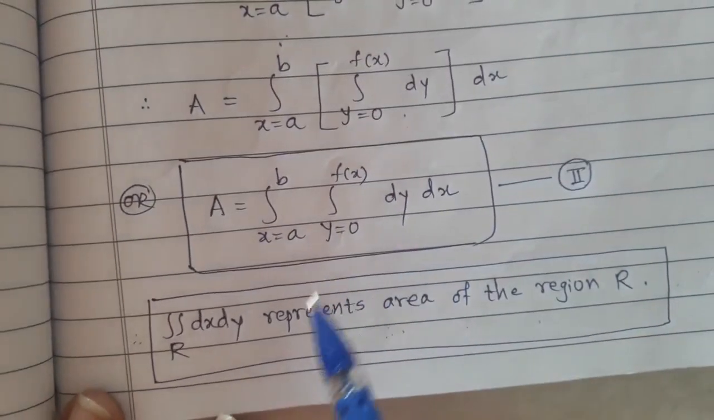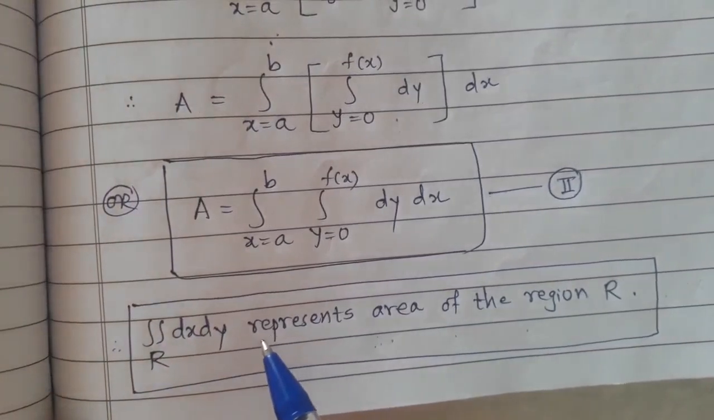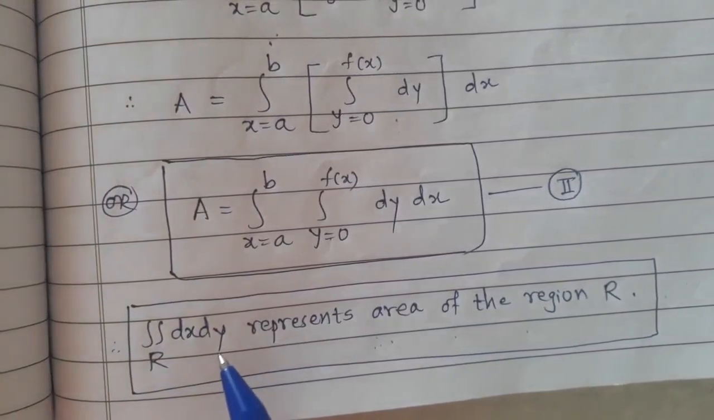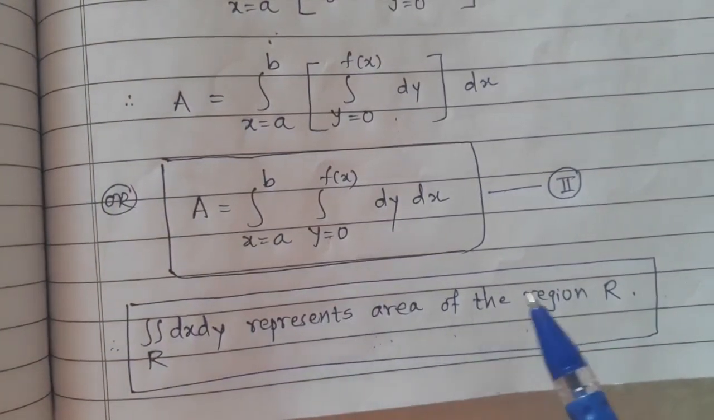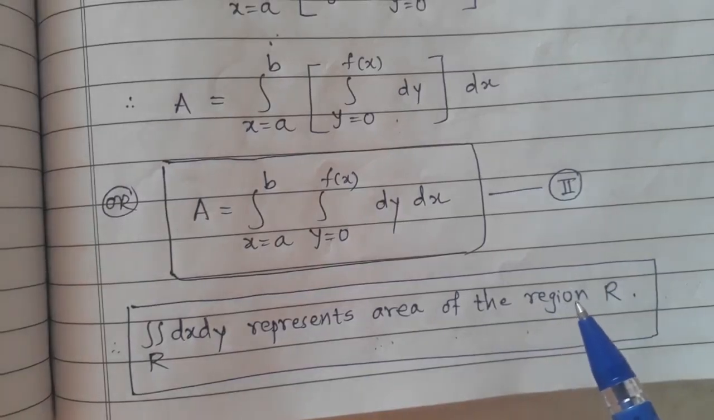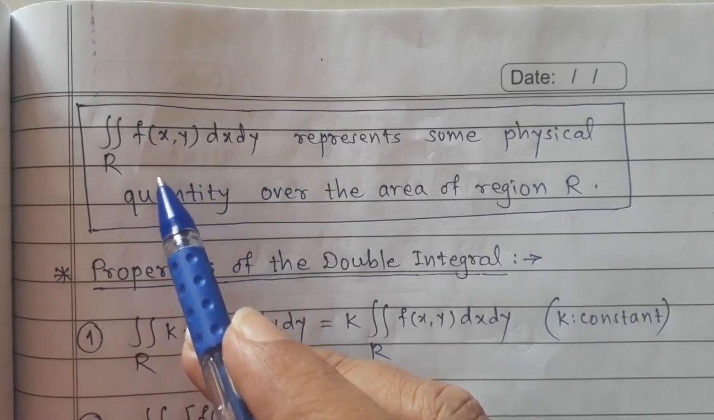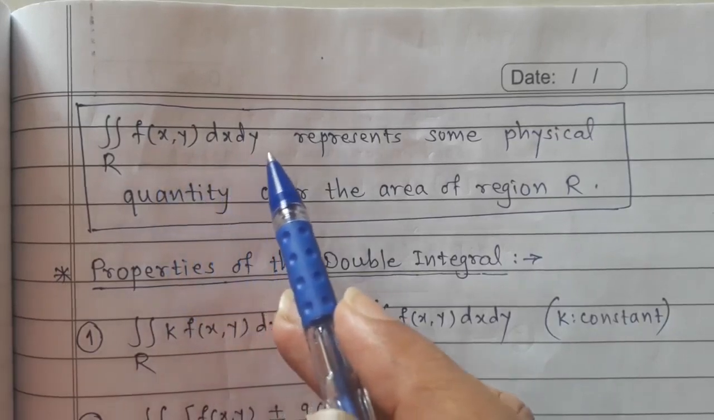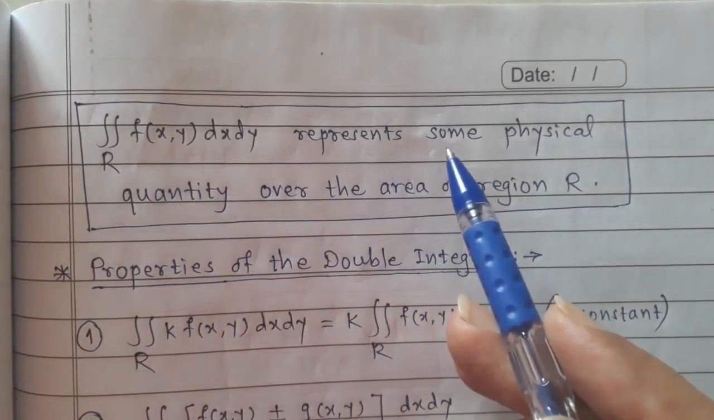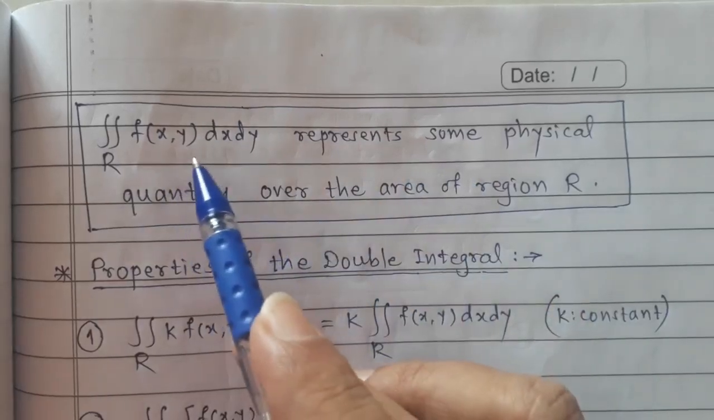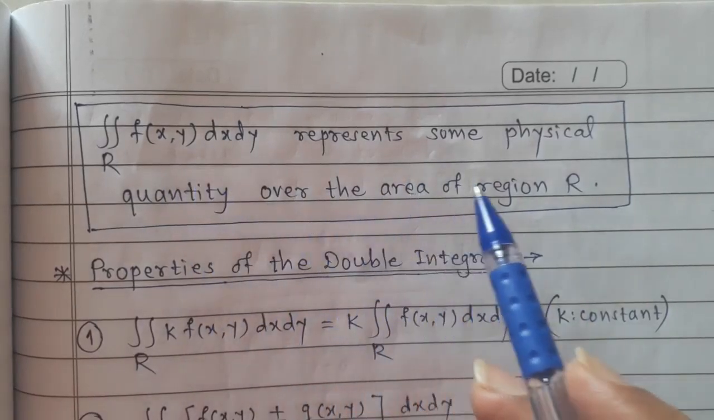So the double integration dx dy over some region R represents the area of that region R. Also the double integration over R of f of xy dx dy represents some physical quantity f of xy over the area of the region R.